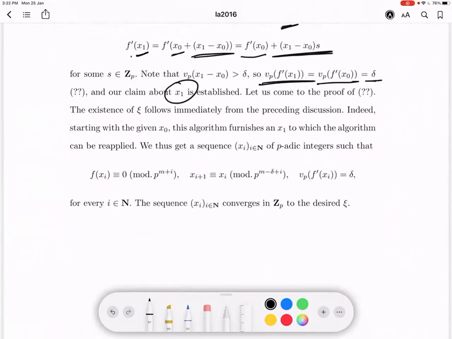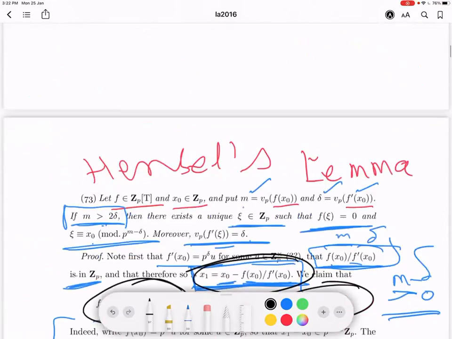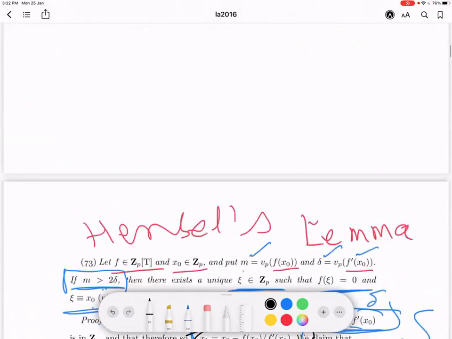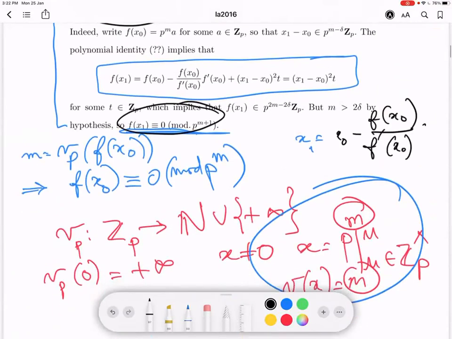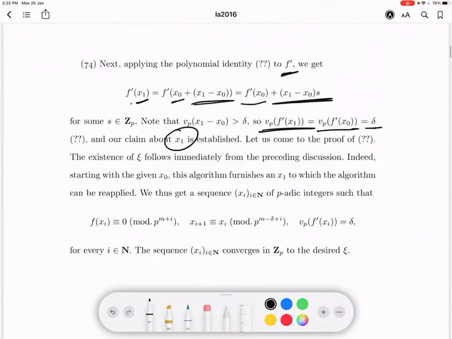Here, is this f monic or any polynomial? f doesn't have to be monic, no. It's an arbitrary polynomial. Where do you need it to be monic, for example? Okay. Yeah.